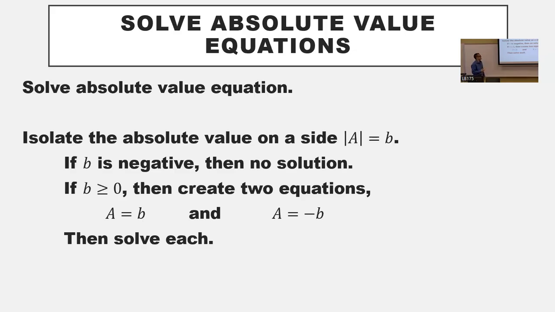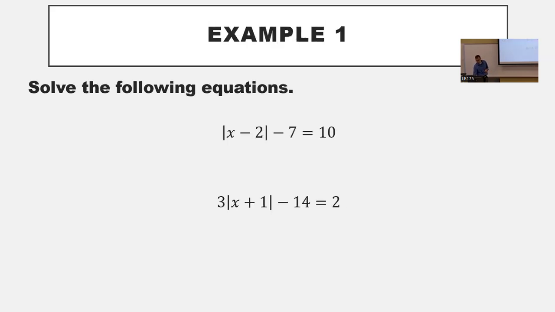But if we solved and got absolute value equal to some non-negative number, then we create two equations, where the inside component could have been the number itself, or the inside component could have been the negative of that number. And then obviously we solve each case. So that's what we did last time. We saw that in a few examples.